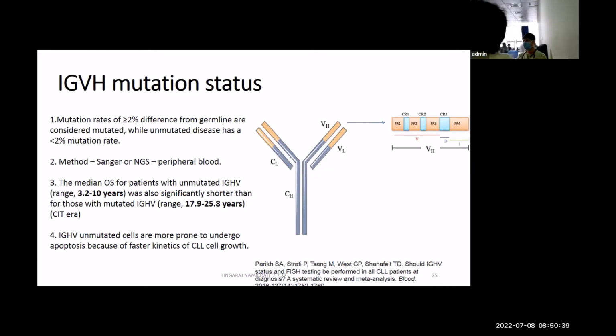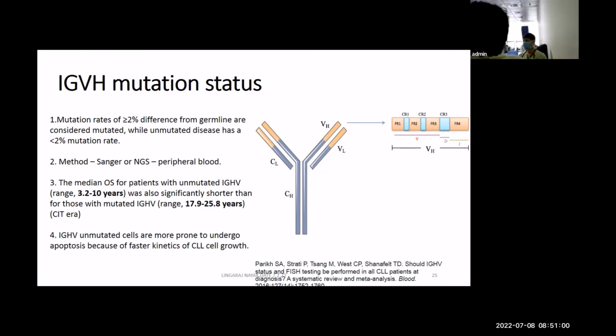So you have a germline comparator. You compare the patient sample with the germline and see how much is the difference in terms of mutation. If the mutation rate is 2% or more, then that is called mutated. If the mutation rate is less than 2%, it is called unmutated. Okay, that's how the difference is.